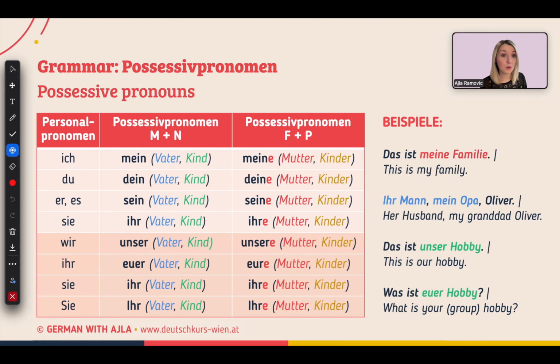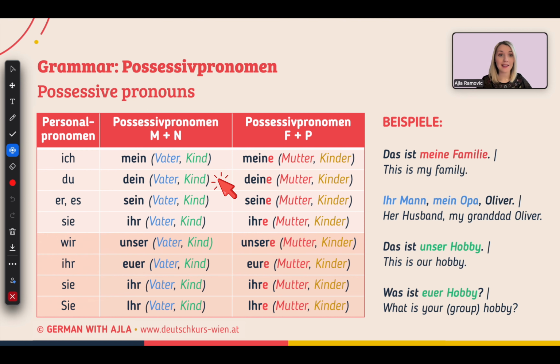And this is a rule that we are gonna follow with all the other possessive pronouns as well. So let's just take a quick look at them. Du, which means you. The possessive pronouns for you are dein and deine. Both would be translated as your. Dein und deine.